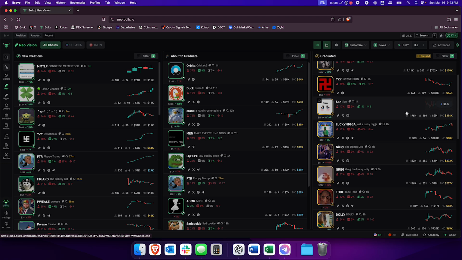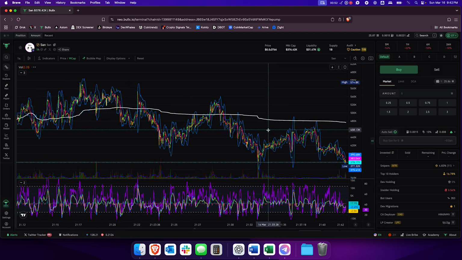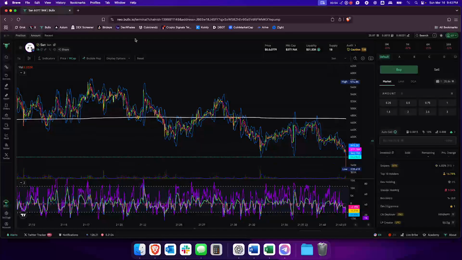My trading strategy, just for me personally, I look for a minimum of 100 to 200% profits on every trade. Your strategy may be different. Maybe you're looking for like 30 to 50%, but I'm looking for something that I can at least double my money on. So when I look at this coin, let me zoom it out.